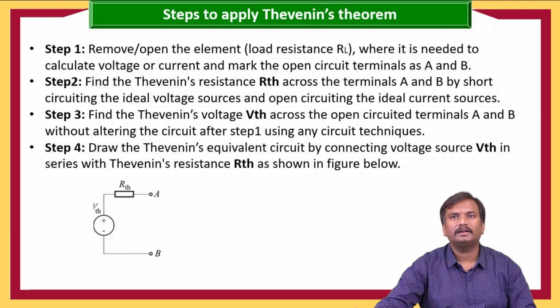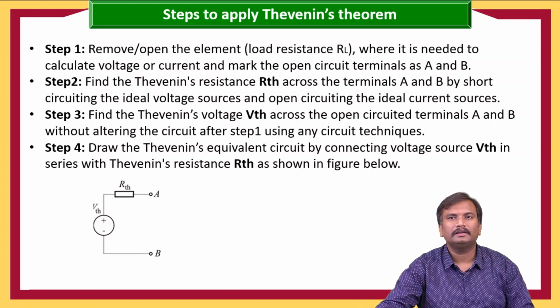And then after removing the load resistance, we need to calculate the RTH, that is Thevenin resistance between the two terminals by making the voltage sources to 0 and current sources to 0. That is nothing but voltage source replaced with short circuit and current source replaced with open circuit.